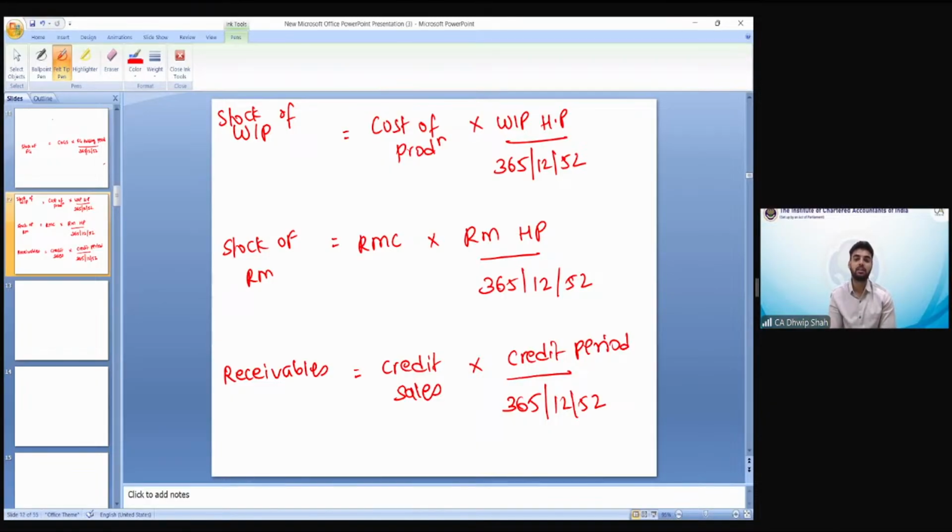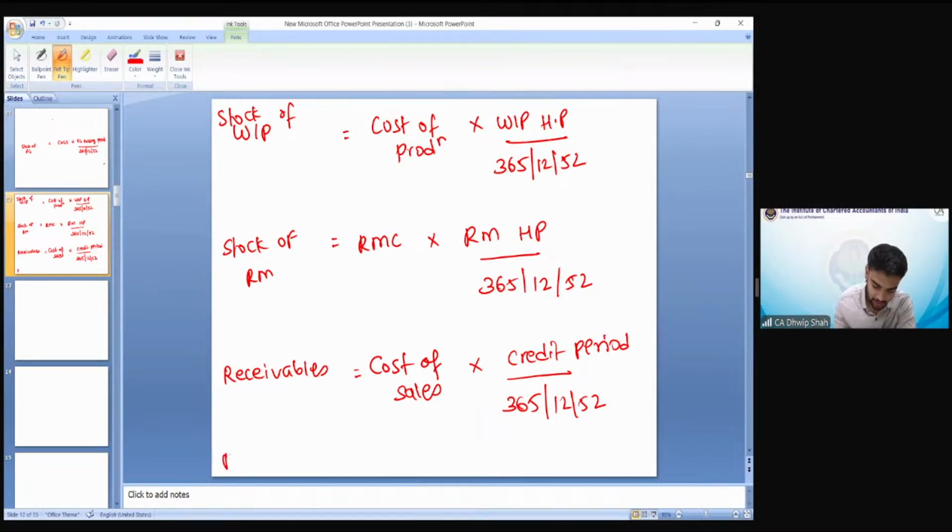But as I told you, receivables will always be based on cost of sales as far as estimation of working capital is concerned. Okay. So instead of credit sales, we will use cost of sales. And unless otherwise mentioned in the question, all the sales would be on credit. If nothing is mentioned in the question, then entire sales would be on credit basis. Okay. So here it would be cost of sales multiplied by credit period divided by 365, 12 or 52.